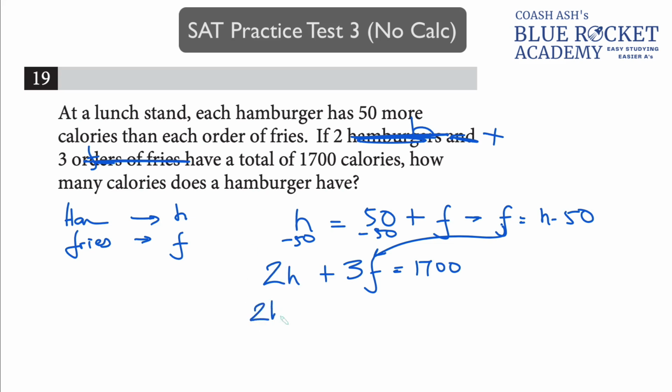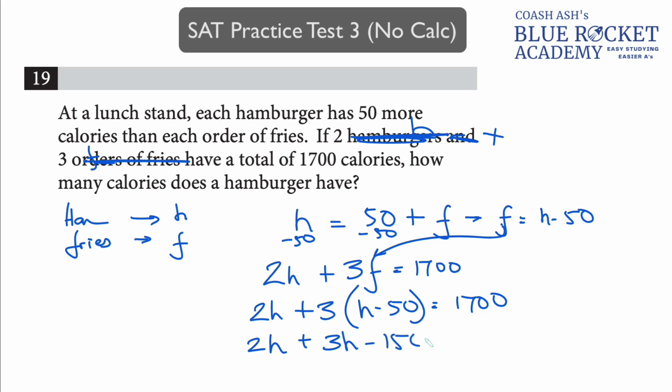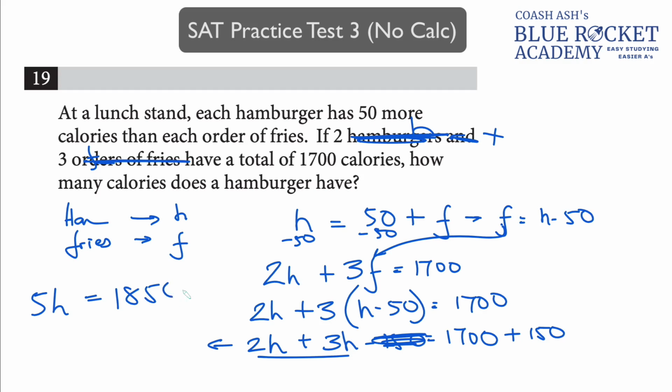So we write 2H plus 3 times the fries, which is H minus 50, right? And that is equal to 1700. All right, now let's just distribute this. You get 2H plus 3H, and then minus 50, which gives you negative 150, is equal to 1700. Right, now it's easy, just add this 2H plus 3H. I'm just going to write this down over here. You get 5H like this, and then you add the 150 to this side, you get 1700 plus 150, that gives you 1850. And then what do we do?